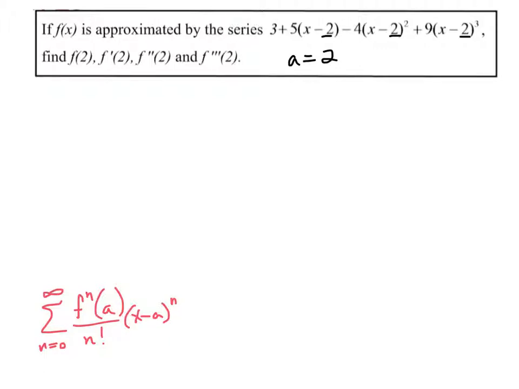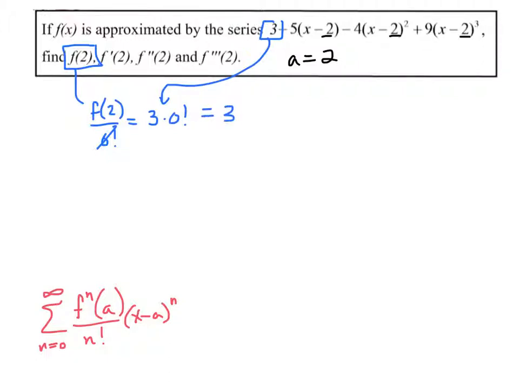So let's start right at the beginning, f of 2. This is the zeroth derivative. Remember, the zeroth derivative is the function. So what I know, using the formula at the bottom, is that the zeroth derivative at 2 over 0 factorial is equal to the coefficient that goes with x to the 0. Well, in our case, that's 3. Now, I multiply both sides by 0 factorial. Of course, 0 factorial is 1, so f of 2 is just 3.